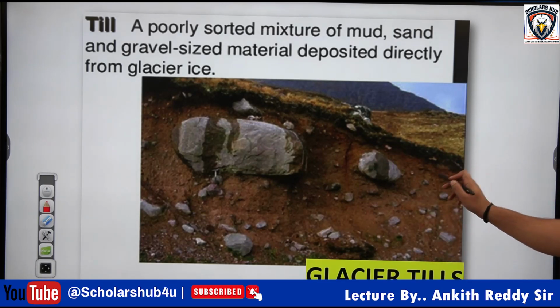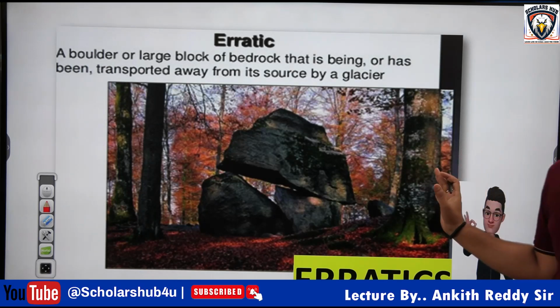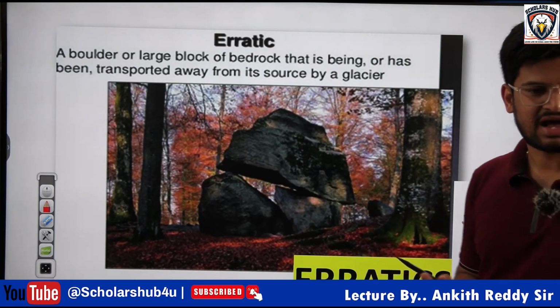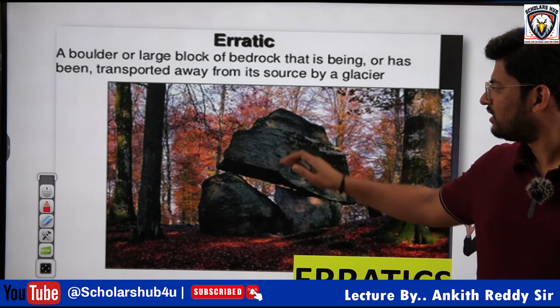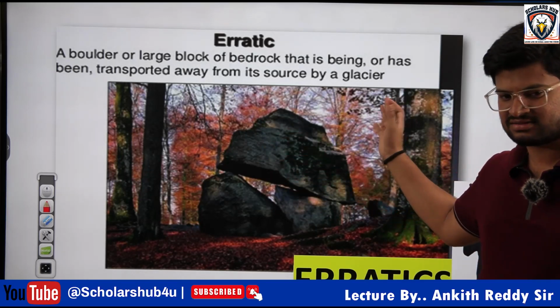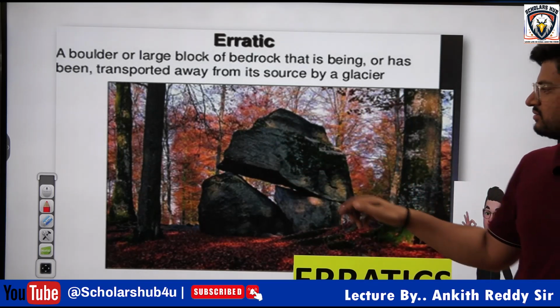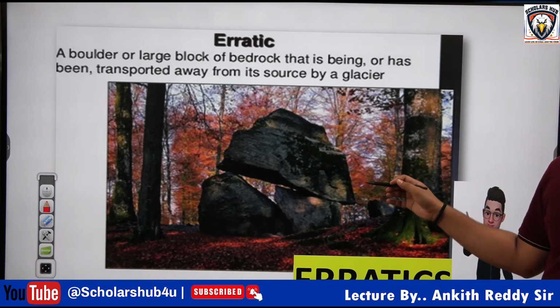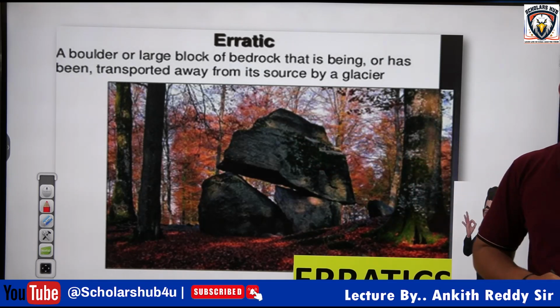Sometimes big boulders are carried by the glaciers and deposited, and then the ice melts from that region. That's why, even in between thick trees, you can sometimes find rocks like this.